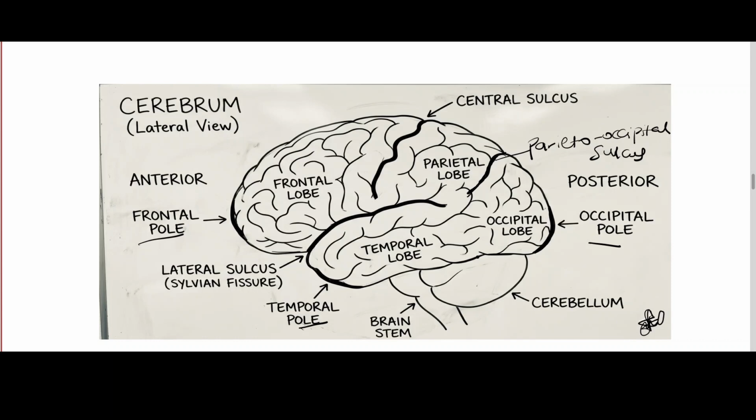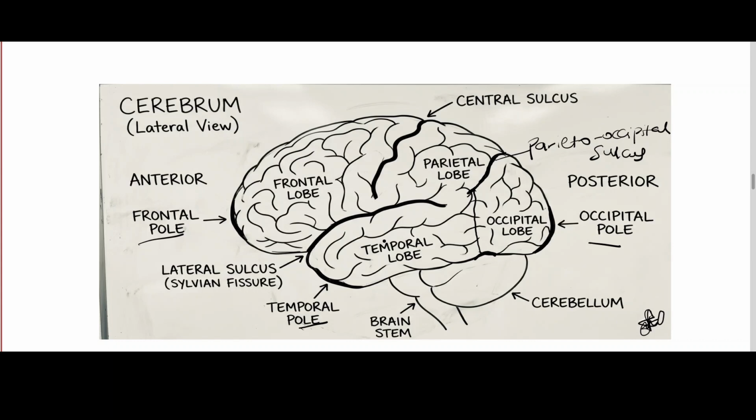All right. So we also have an imaginary sulcus drawn from this point. This point is called the pre-occipital notch. An imaginary line is drawn from here up to the parietal occipital sulcus, and it separates the occipital lobe from the temporal lobe. So these are the major sulci that separate the cerebrum into lobes.